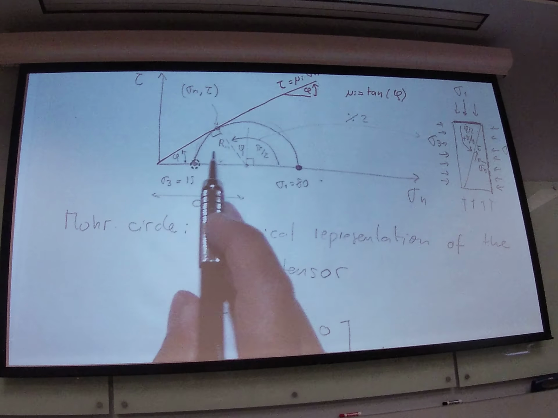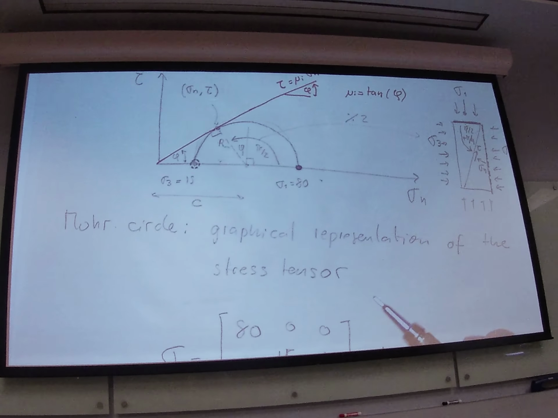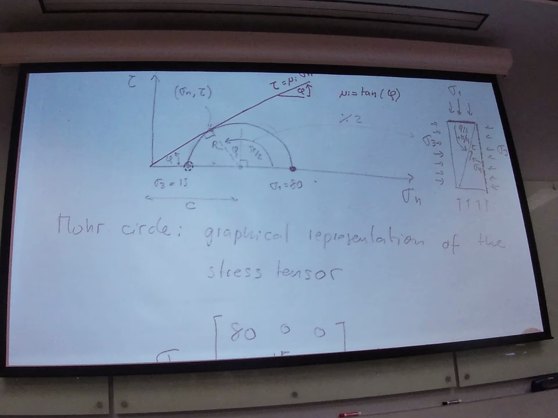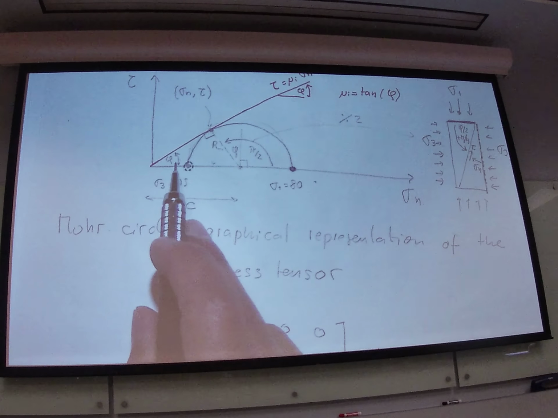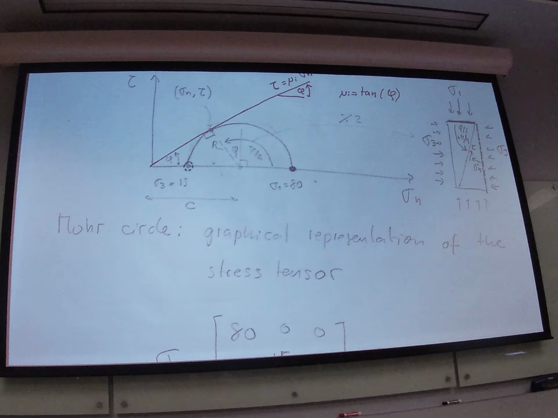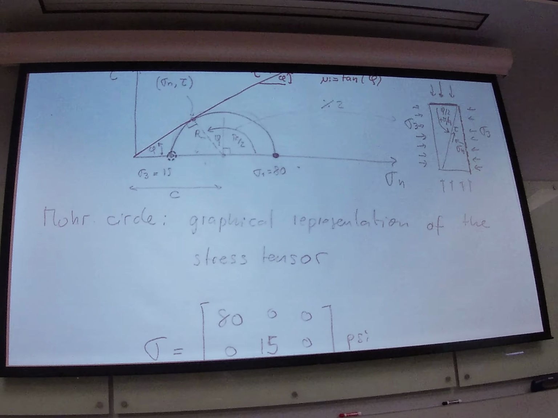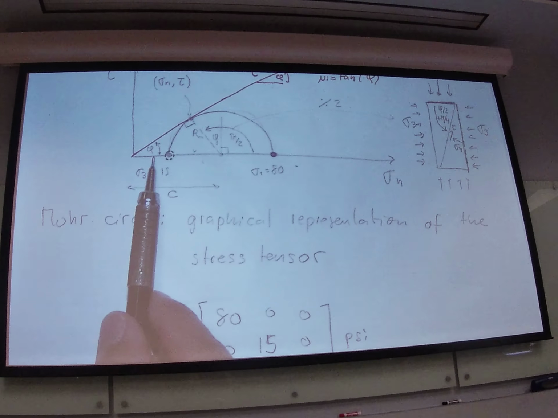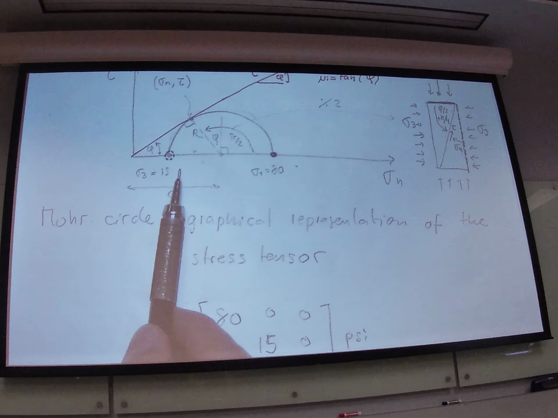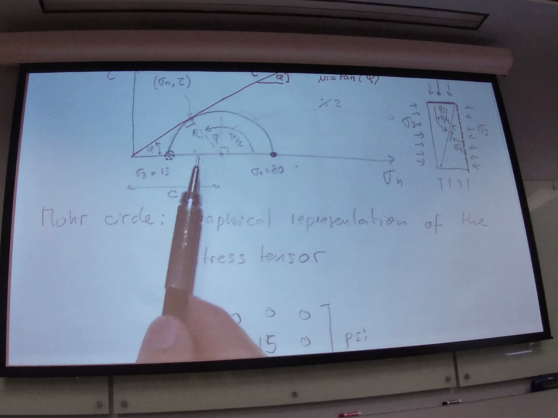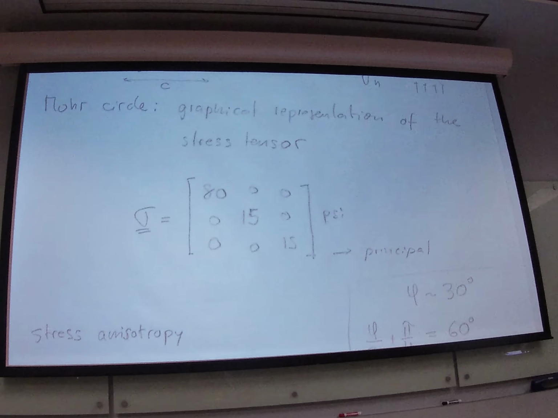But what is R as a function of the friction angle? Can you see that from trigonometry? If I know C and I know the friction angle, what is R going to be? Let me change the question. What is the sine of phi? R divided by C. Therefore, R is going to be C times the sine of phi.